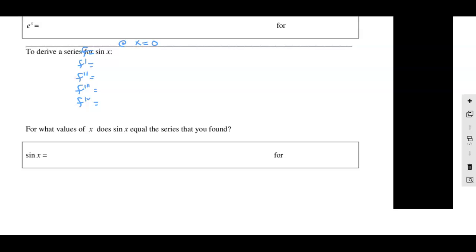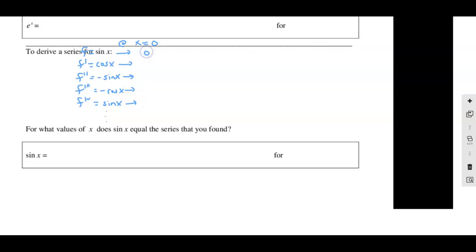And then here we go. Let's go take these derivatives. That would be cosine, negative sine, negative cosine. Back to where we started, sine of x. We could keep going, but we're going to be okay. We're going to stop there. And then we would need to evaluate all of those at the center, which is 0.